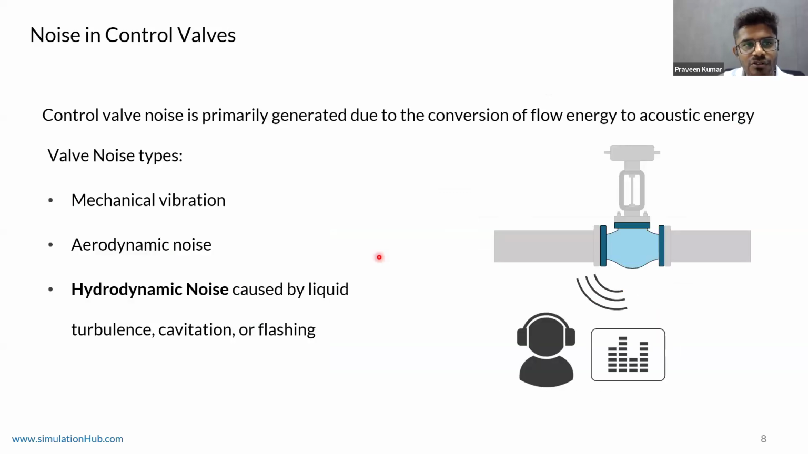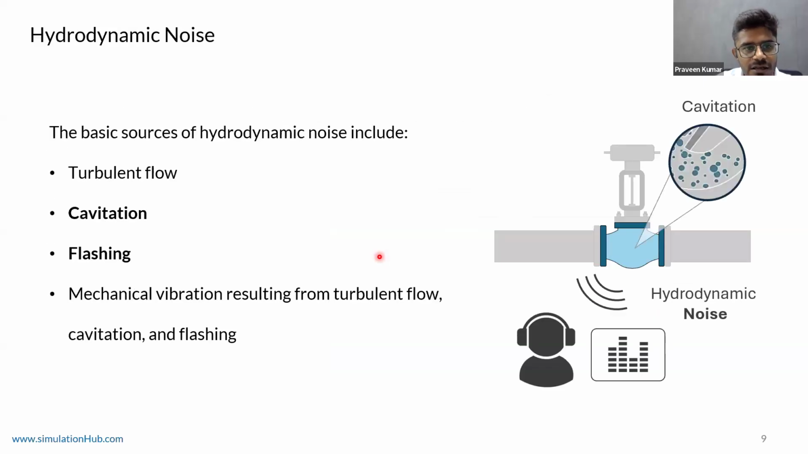So moving ahead, noise in control valves. There are three types of noise in control valves: mechanical vibration, due to the mechanical parts and their movements; aerodynamic noise, in case the flow medium is gas or air; and hydrodynamic noise, caused by liquid turbulence, cavitation, or flashing. This is our topic of interest today: hydrodynamic noise.